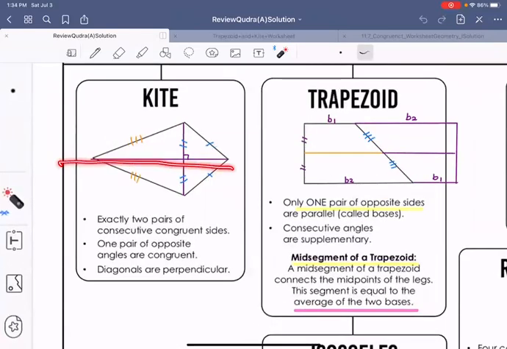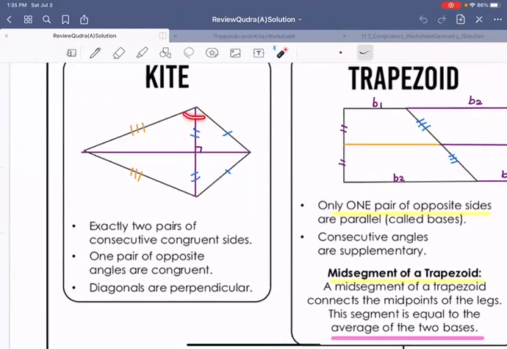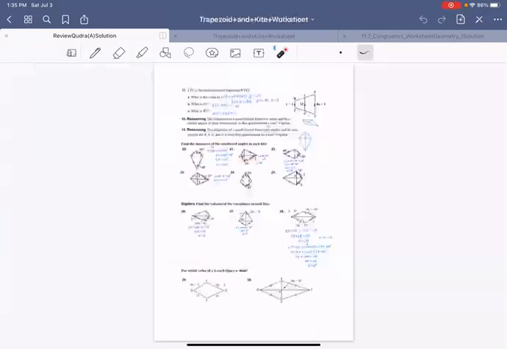Debbie, did this answer your question? I just wanted to know which two angles were the pairs of consecutive congruence. This two, you don't worry about that. This word makes you feel confused. Ignore this, okay? Just know that these two are congruent, these two are congruent, that angle is congruent to that angle. This is perpendicular. That's good enough. Don't worry about this word. Okay. Thank you.